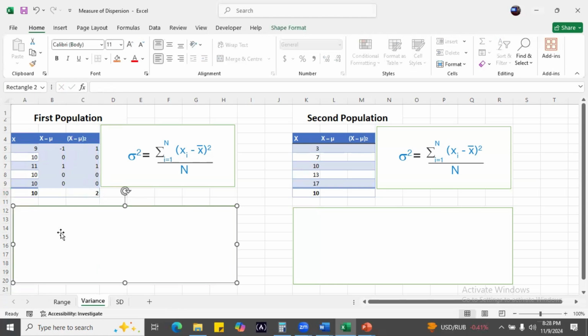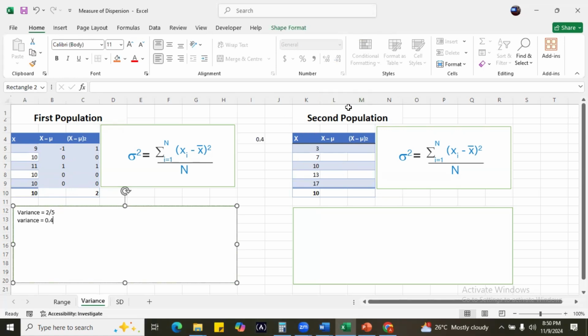So now we want to go ahead and calculate our variance for this population. We already calculated that our variance will be equal to 2 divided by n. N is the number of the population, so we have 1, 2, 3, 4, 5. That is 2 divided by 5, which will be 0.4.